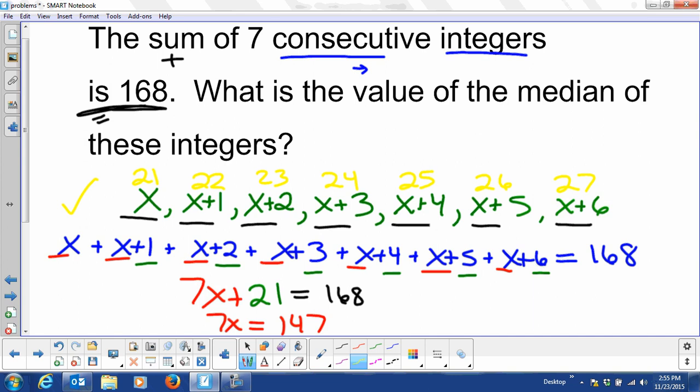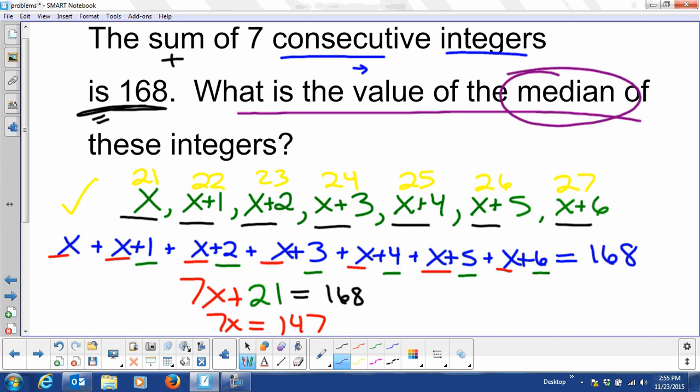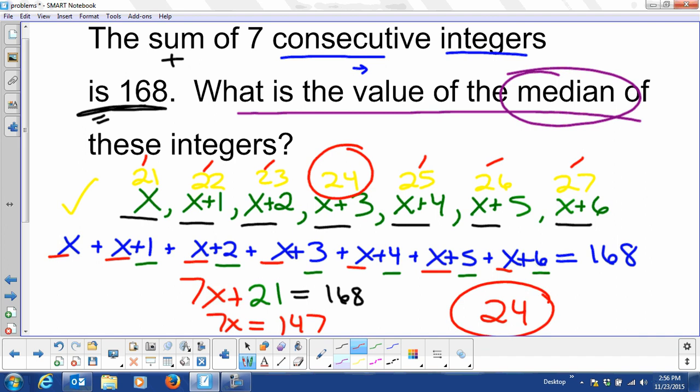Now I just need to figure out the answer to their question, which is what is the value of the median of these integers? Well, if you remember, median just basically means when the numbers are in order from least to greatest, what number is in the exact middle. Well, my numbers are in order from 21 to 27, so the exact middle would be, well, mark those two off, mark these two off, mark those two off. 24 is in the exact middle. So the median of those 7 consecutive integers is 24. So that is the answer to this problem.